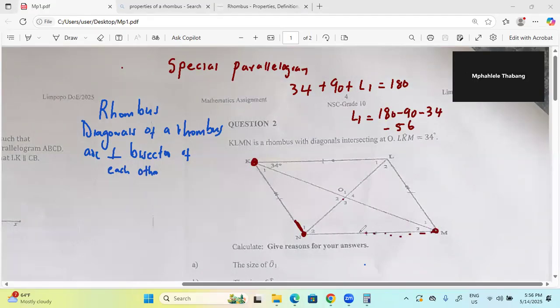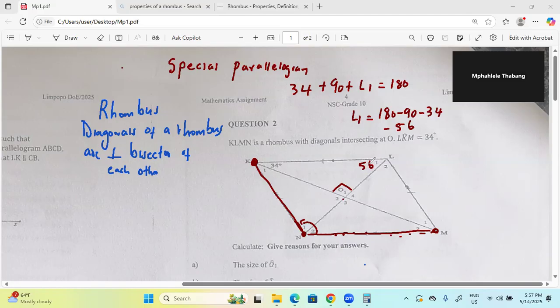So let me do this and this. So he's looking for this angle, which is N1 plus N2. He's looking for angle N in triangle K and M. So what can be this angle? Okay, I found that O1 is 90. I found that L1 is 56. Okay, so what can be this?